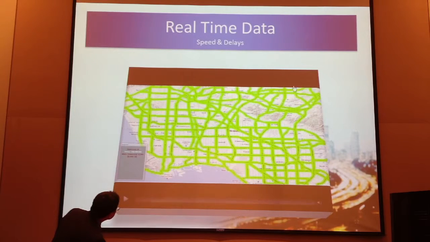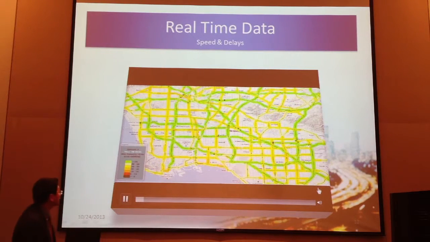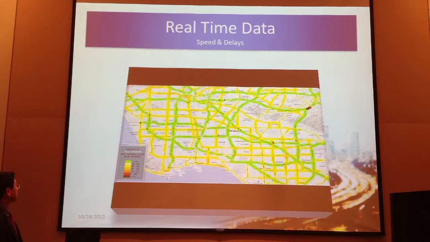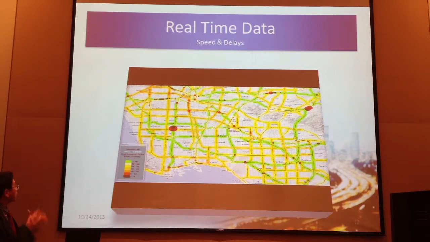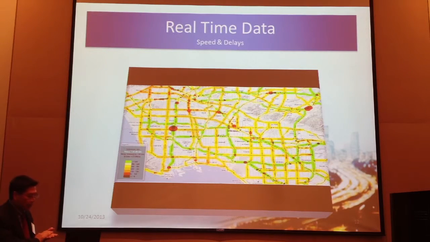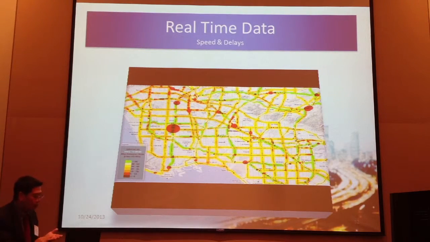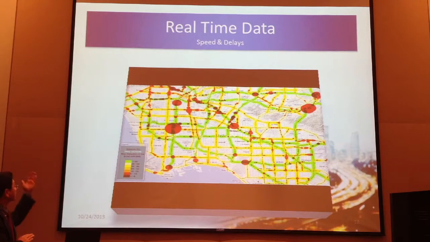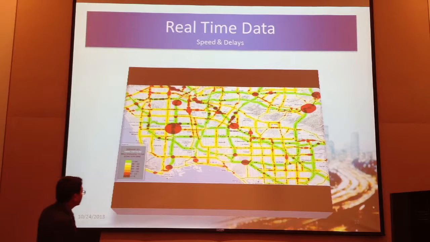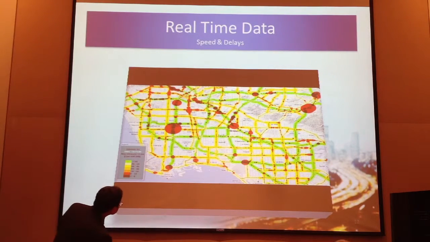And also the real-time data: when you download the INRIX real-time speed data, you can just display the speed based on different colors, and also you can overlay your historical speed, average speed data, or your posted-speed data to calculate the delays. So those circles are representing the cumulative delays throughout the day. You can see it gives you an instant picture of the congestion pattern in the Los Angeles area.